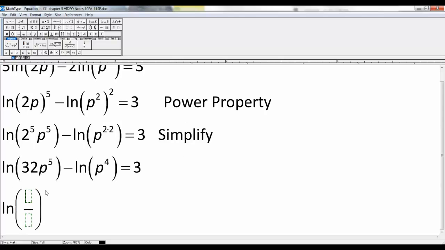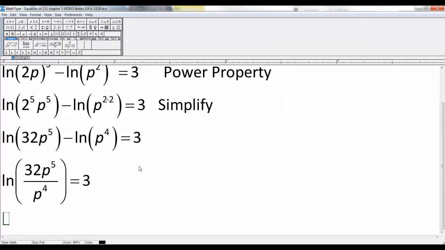because when you have an equation with a logarithm, you want to rewrite. But you can't rewrite unless you only have one logarithm, and we have 2. So you've got to make it so that there's only one logarithm. So I'm going to do ln of 32p to the 5th over p to the 4th equals 3. All right, now I'm going to simplify again. So this was the quotient property I'm using right here, to mush them together and make one logarithm.